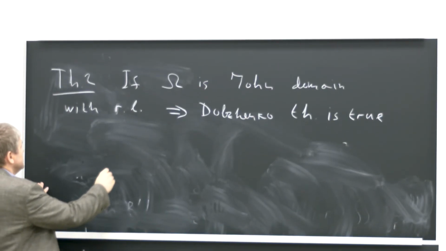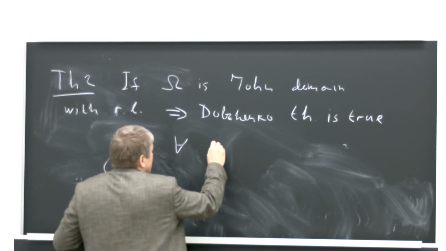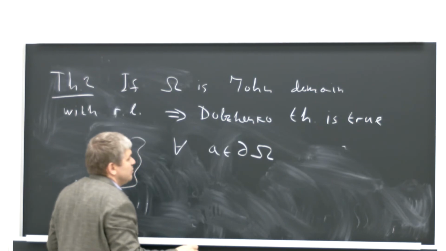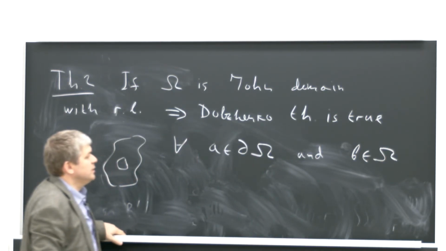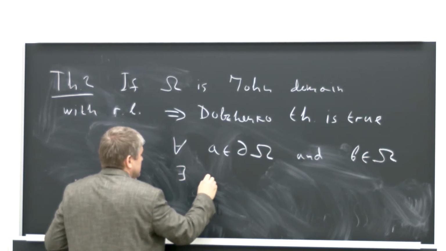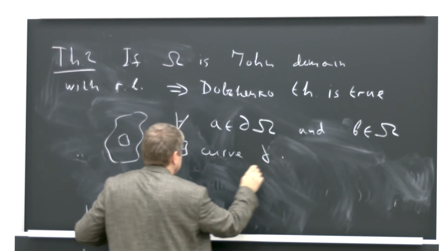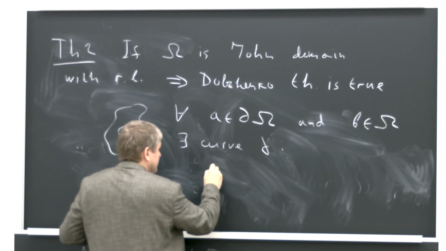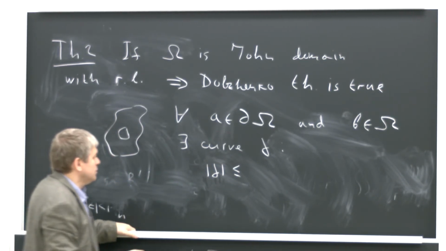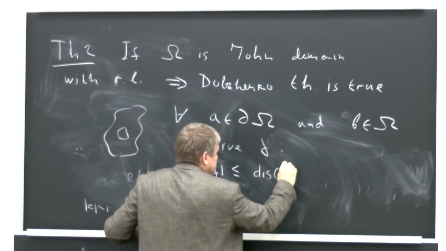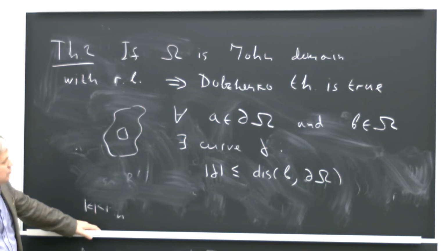What does it mean, John domain? It means that for any two points A from the boundary of omega and B from omega, there exists a curve gamma such that the length of this curve is less or equal to a constant times the distance from B to the boundary of omega. So this is a definition of John domain.